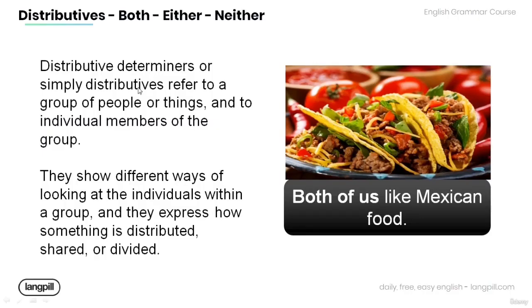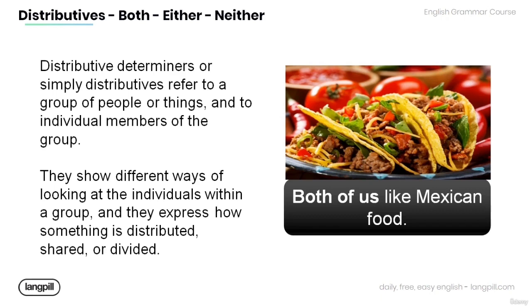Distributive determiners, or simply distributives, refer to a group of people or things and to individual members of the group. Note that they show different ways of looking at the individuals within a group, and they express how something is distributed, shared, or divided. Have a look at the example over here. Both of us like Mexican food.